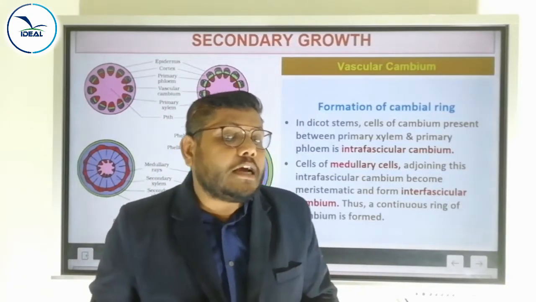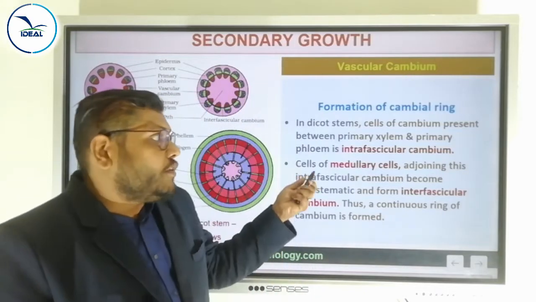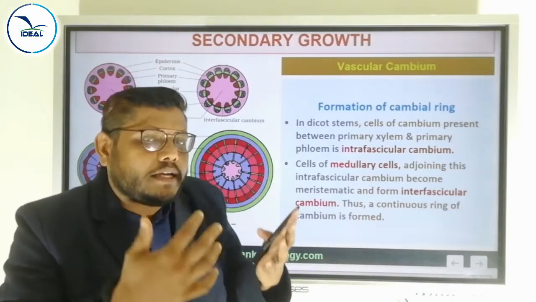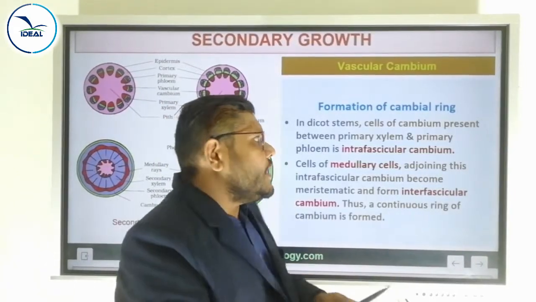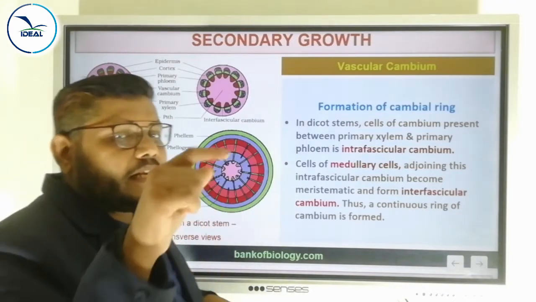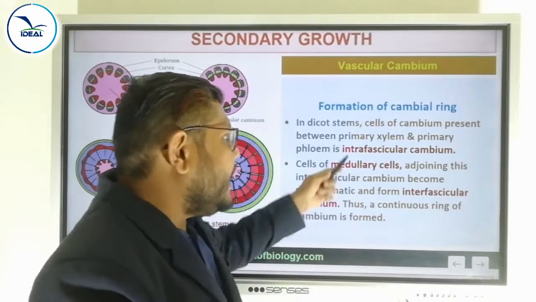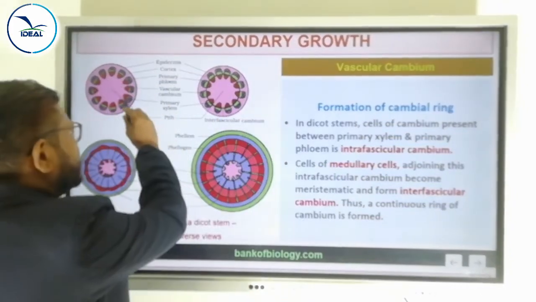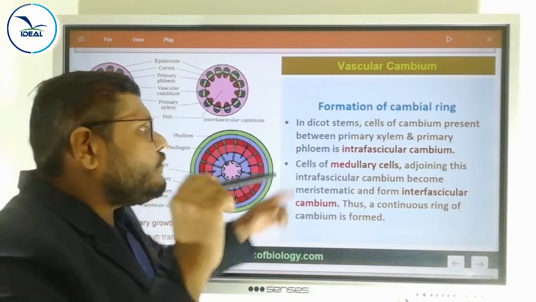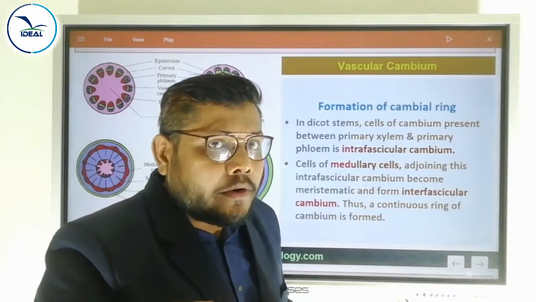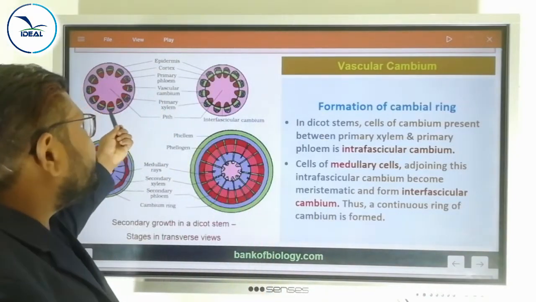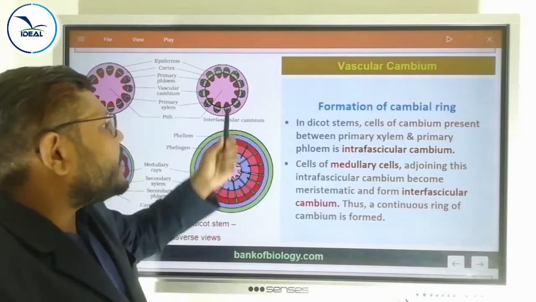In the beginning of the chapter, we already mentioned interfascicular cambium, intrafascicular cambium, and Cortex cambium. These are all examples of lateral meristem. Here, in Dicot stems, the cells of the cambium present between the primary xylem and primary phloem are called intrafascicular cambium, which means, look, each of these cambium we can call what? Intrafascicular cambium. Here the cells of the medullary rays adjoin the intrafascicular cambium.